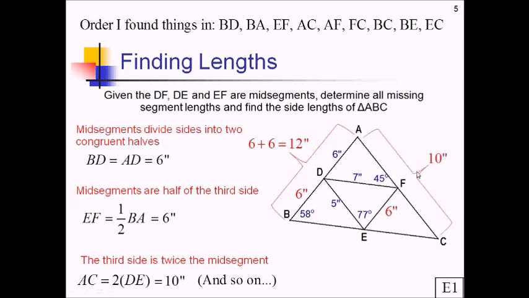And then we can find all the other sides. Pause the video and see if you can figure out all the other missing sides and segments. All right, next I'm going to find AF, that's half of 10, which is 5. FC is also 5 then.